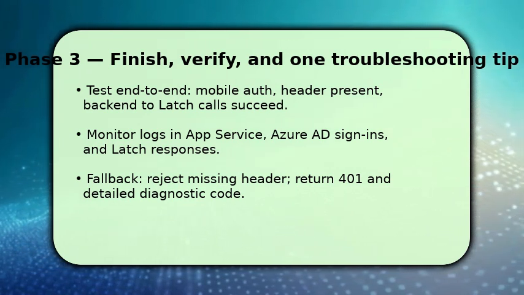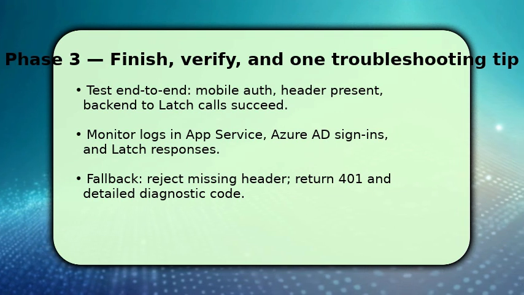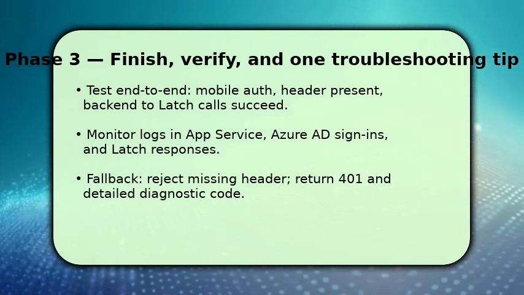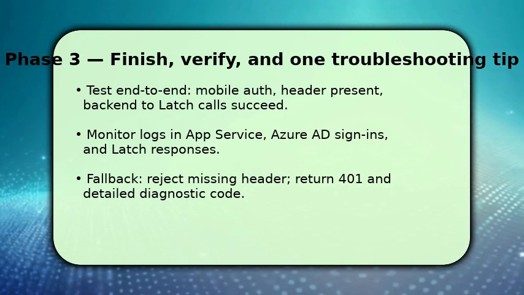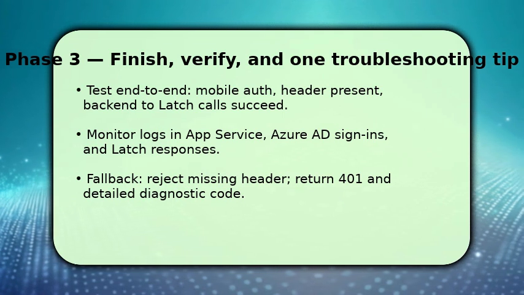If something fails, make sure tokens aren't expired and headers aren't stripped by proxies. As a key troubleshooting tip, if headers disappear, check intermediary proxies and Front Door rules. Then reject missing headers with 401.